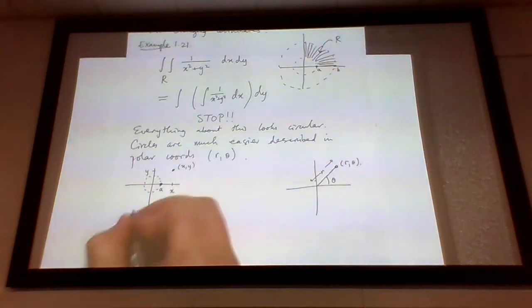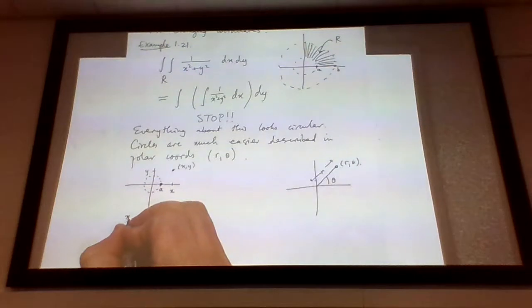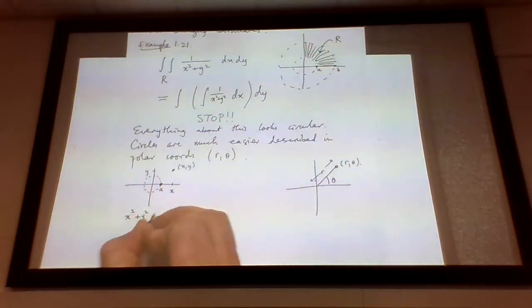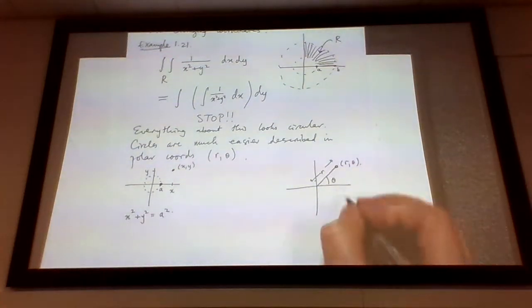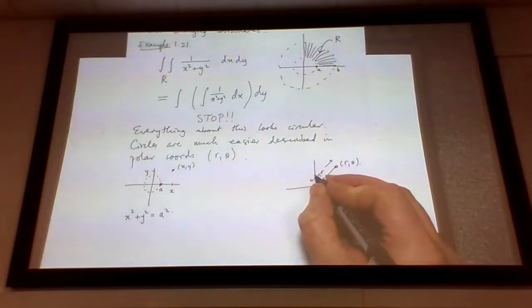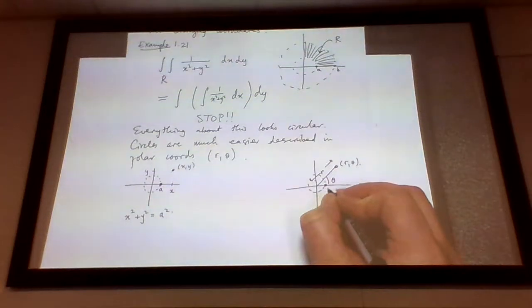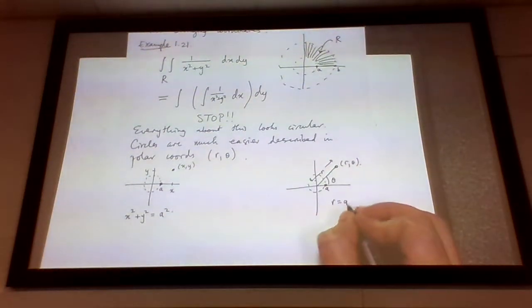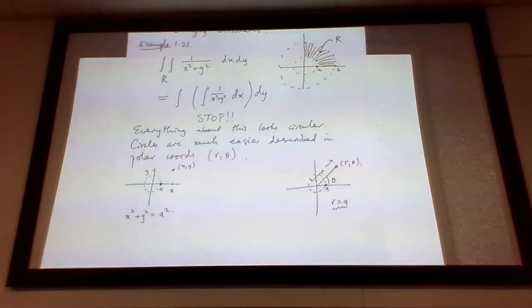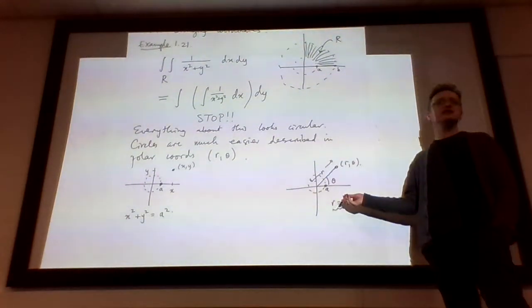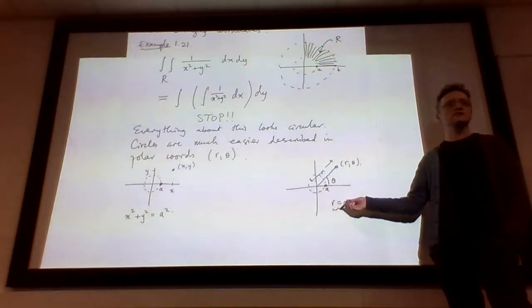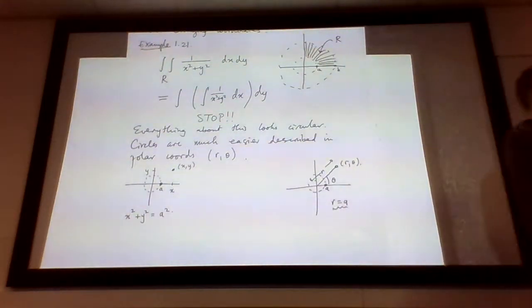Here, the formula for the circle of radius a is x squared plus y squared equals a squared. And you can also describe a circle of radius a in polar coordinates, except it's much easier. The equation of a circle in polar coordinates is you just specify the value of the radius, r equals a. That's the equation of the circle.